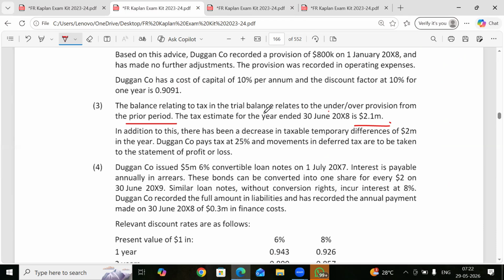In addition to this, there has been a decrease in the taxable temporary differences of 2 million in the year. That means there is a reduction in the liability, the taxable temporary differences, when you make financial reports and when you make tax returns. So financial reports and tax returns will show some differences due to different kinds of treatments in both the statements. This works as per the tax rules.